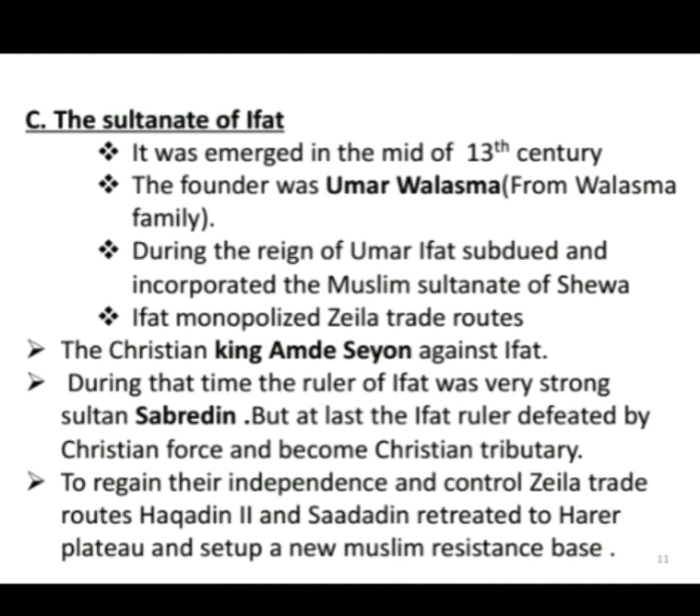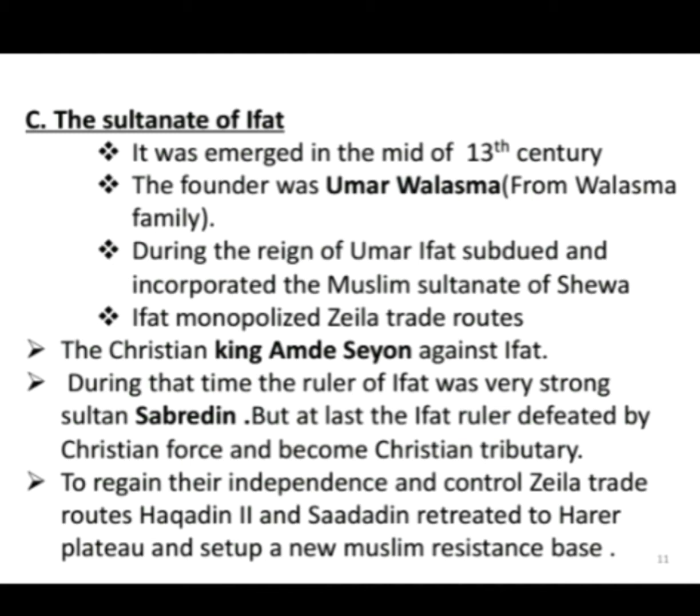The third is the Sultanate of Ifat. It emerged in the mid-13th century. The founder was Umar Walasma, from the Walasma family. Because of that, the dynasty is named the Walasma dynasty. During the reign of Umar, Ifat subdued and incorporated the Muslim sultanate of Shewa. They controlled Shewa and monopolized trade through the ports of Zayla.